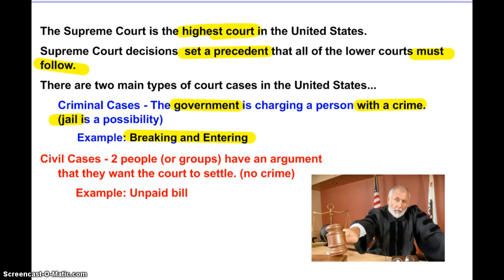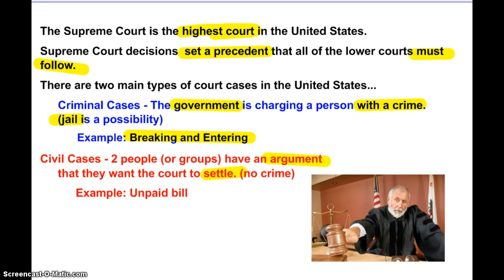The other main type of case is actually more common, but less well known, and it's called a civil case. A civil case is just when two sides, could be people, could be groups, have an argument or disagreement. And what they want to have happen is for the court to settle their argument for them. There hasn't been a crime committed, but these two sides can't agree on something.